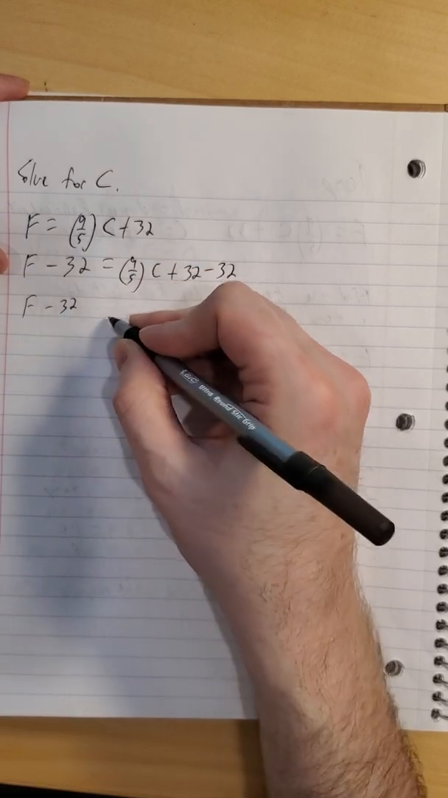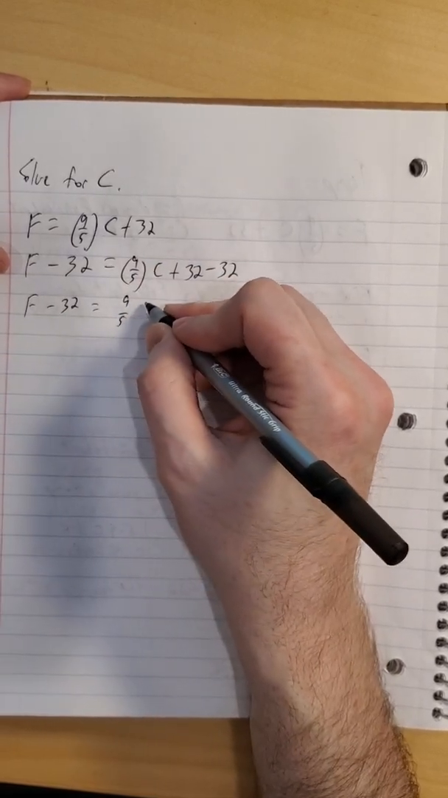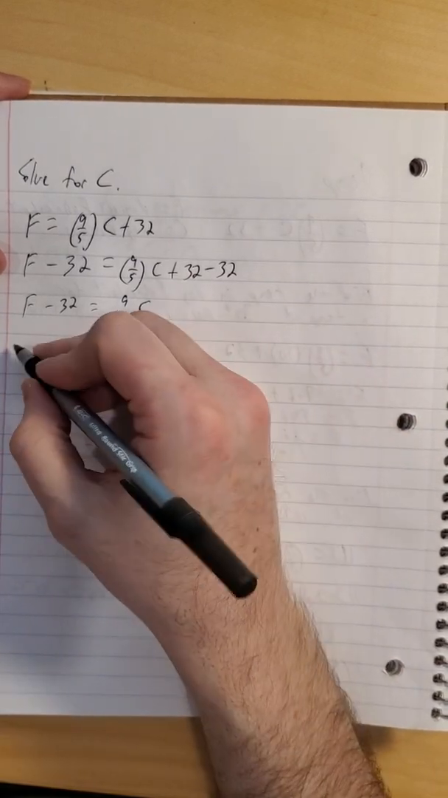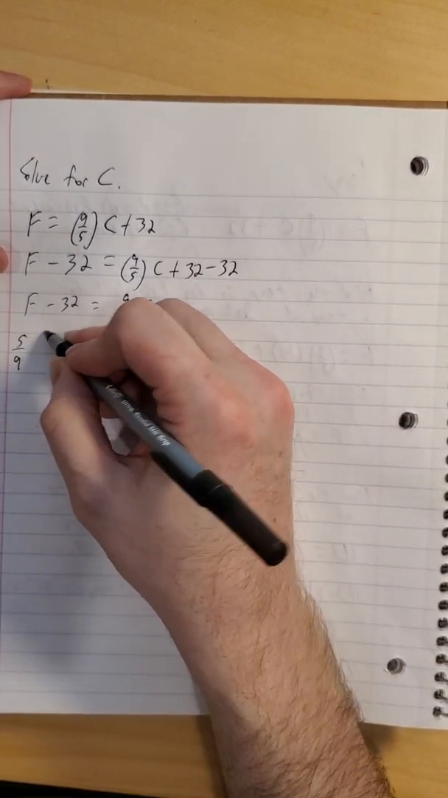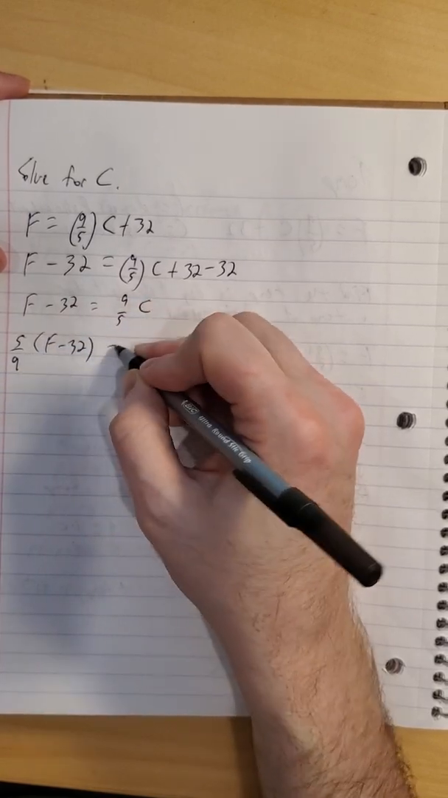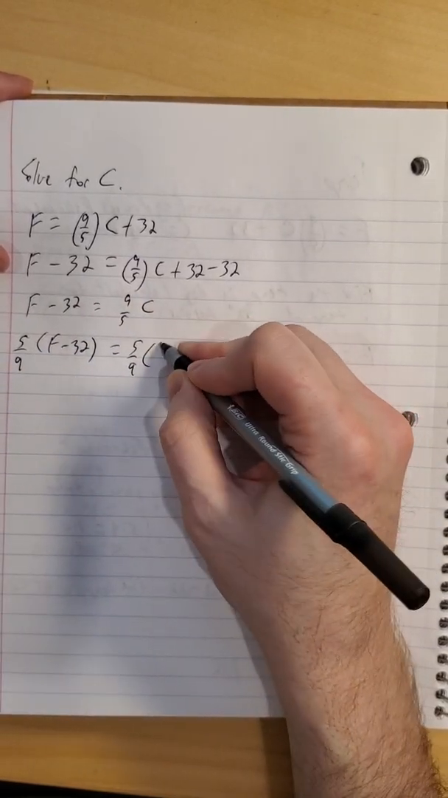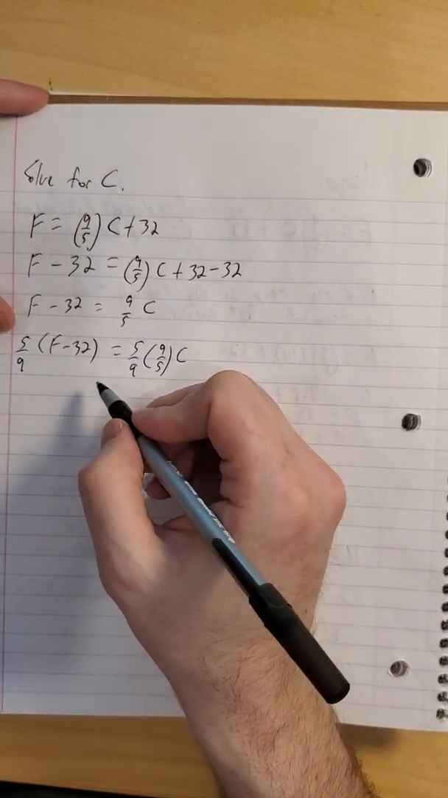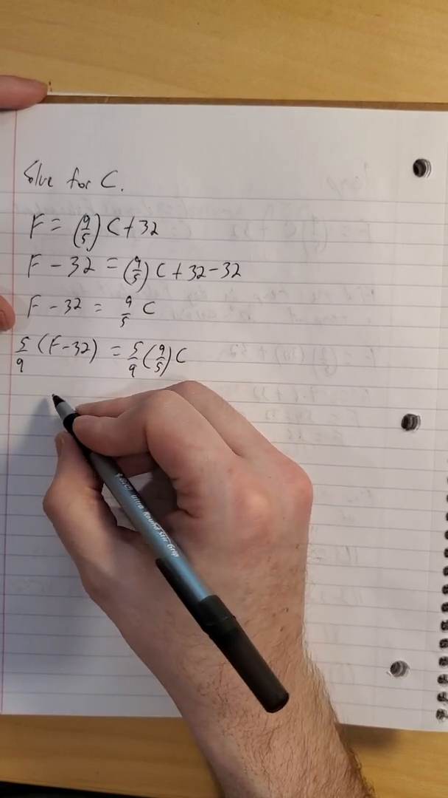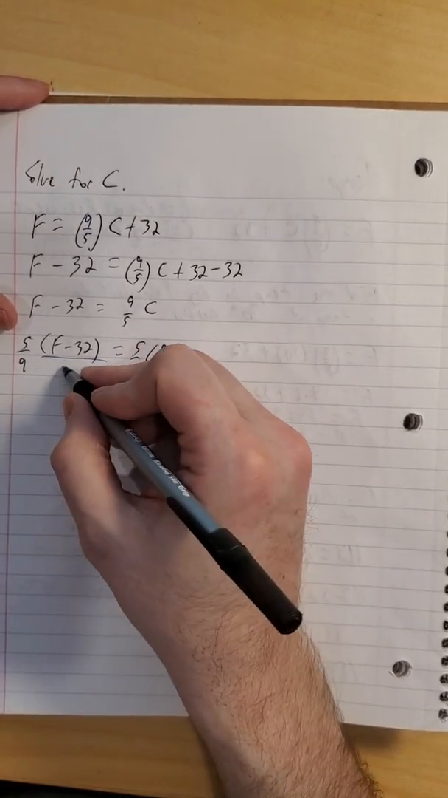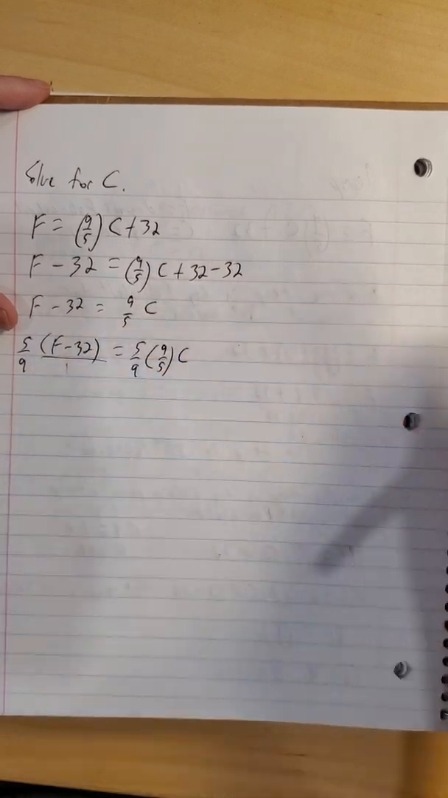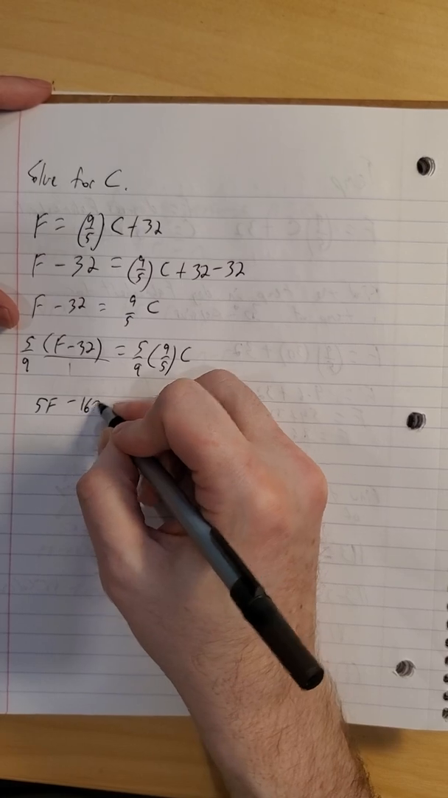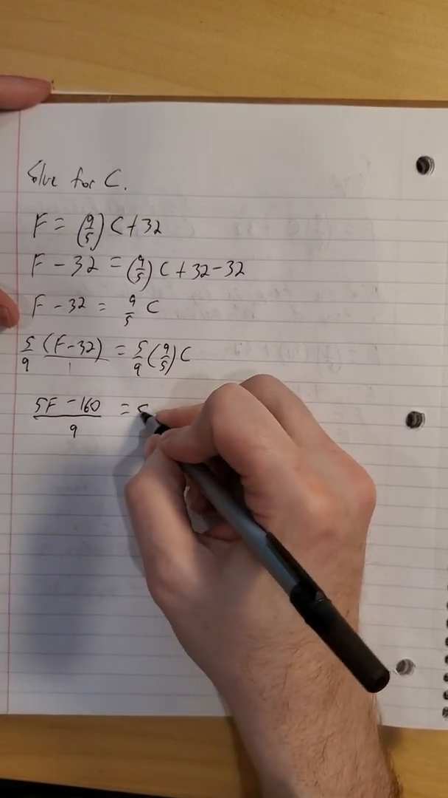So F minus 32 is worth 9/5 times C. We'll multiply both sides by 5/9. And here we'll just do a little bit of distributing. Remember, if you want something to look like a fraction, you're always allowed to divide by 1. So 5 times F minus 160 all over 9 is worth C.